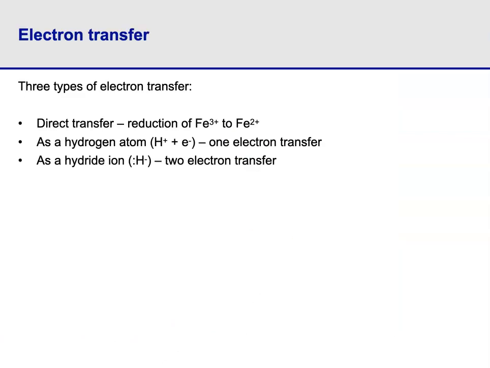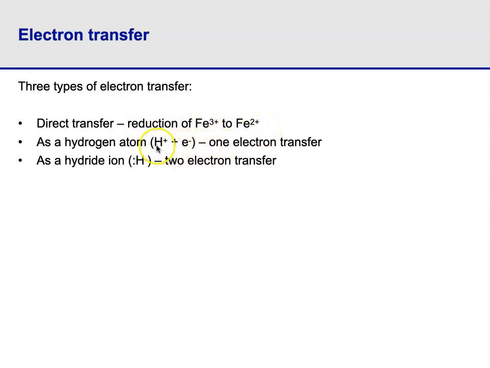Now, when we talk about electron transfer, there are really three main mechanisms of transferring electrons from one carrier to another. The first type of transfer is through a direct contact or direct transfer. An example is the reduction of the ferric ion to ferrous ion.